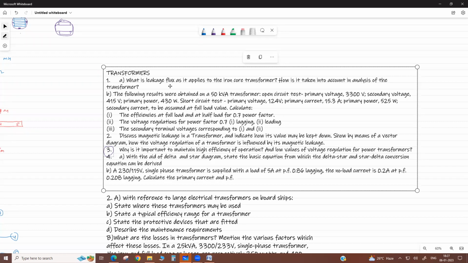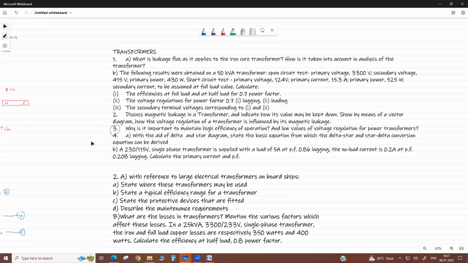Okay, dear. Yesterday I explained leakage flux. Then another question was asked related to this leakage. Second, discuss the magnetic leakage in the transformer. Indicate how its value may be kept down, meaning how we reduce this leakage flux. Leakage flux means leakage reactance. Then show by vector diagram how this affects the voltage regulation. So this first question part A, the third, and the second: the second and first are the same question.